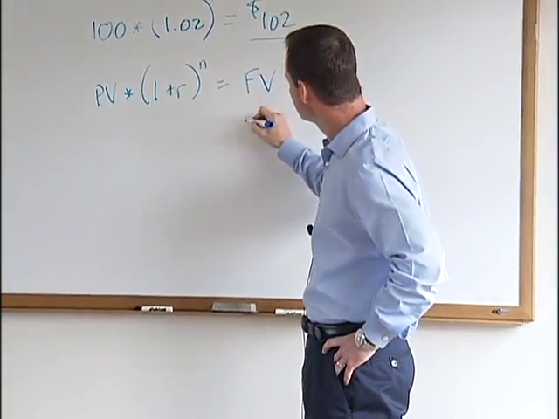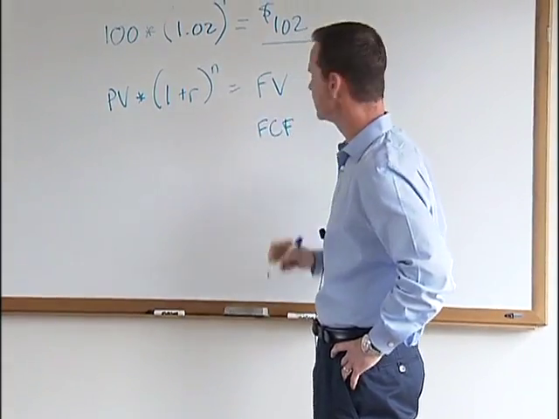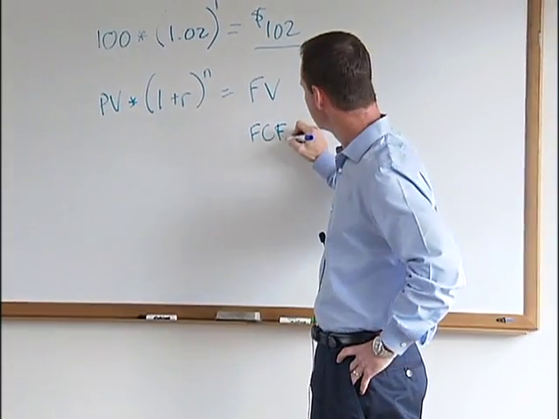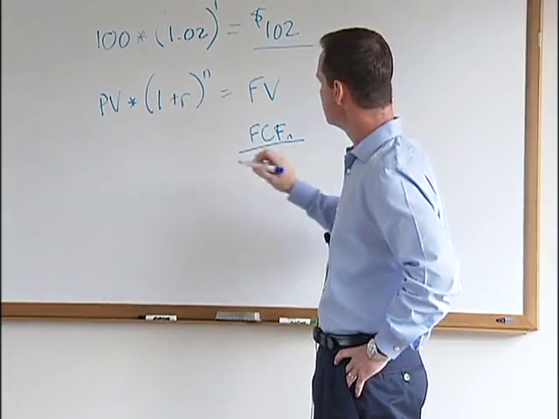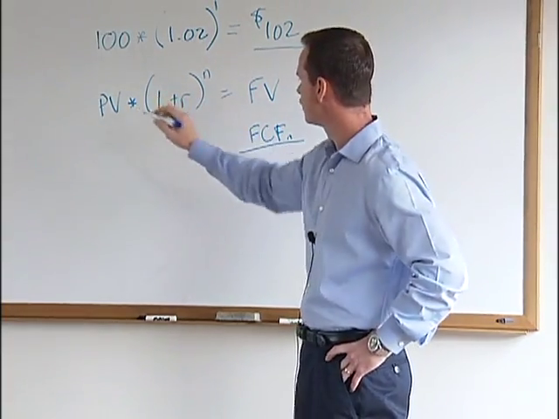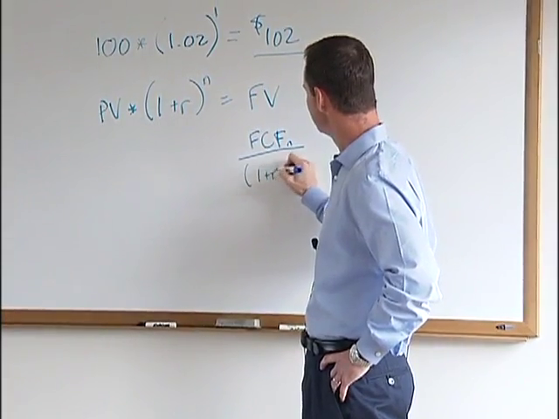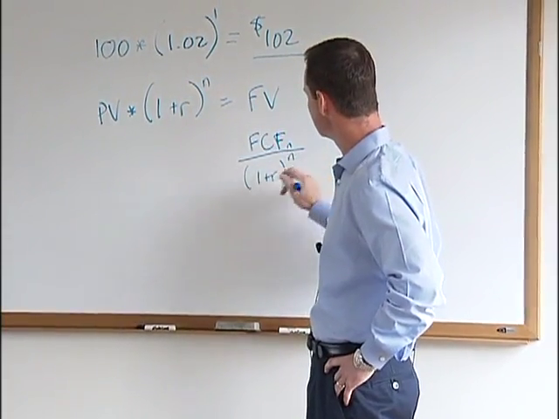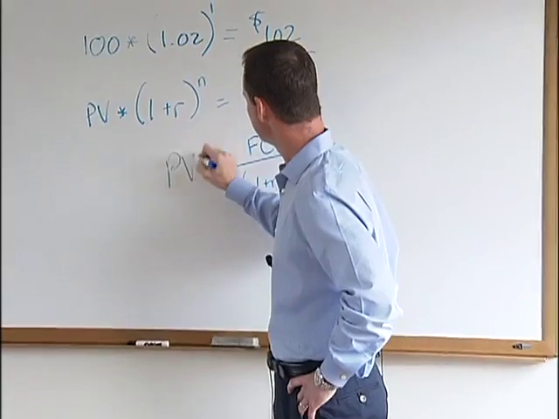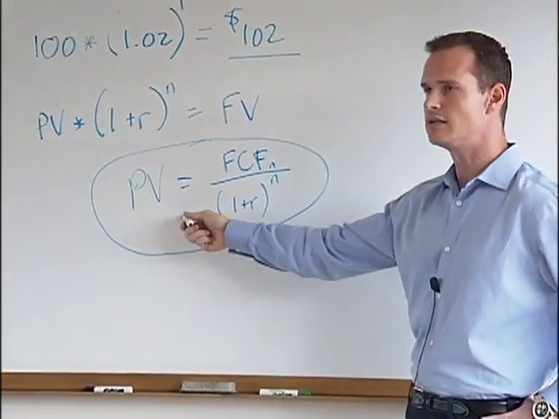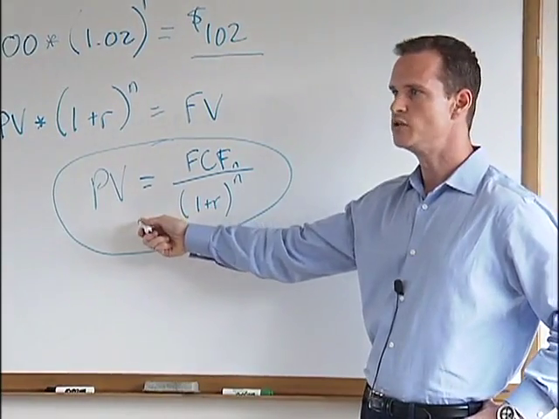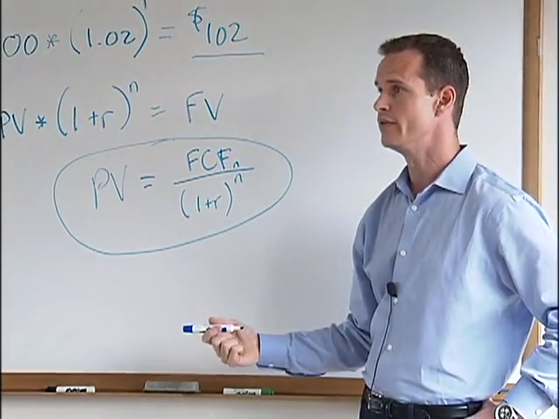For each year, again, we're discounting free cash flows. Right? Free cash flow at time n. If we do a little bit of algebra here, we're trying to solve for present value. If we divide that by 1 plus our rate raised to the nth power, it gives us present value. And that's basically the equation we're going to use over and over and over within a DCF.